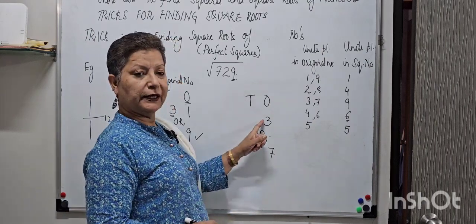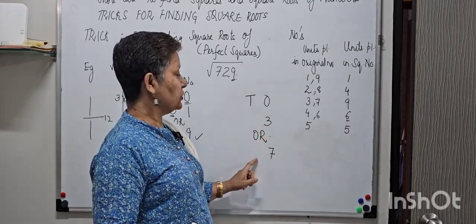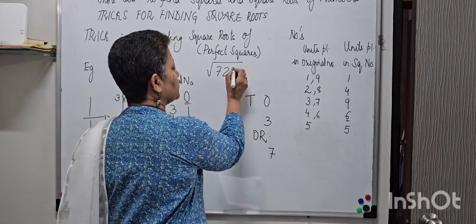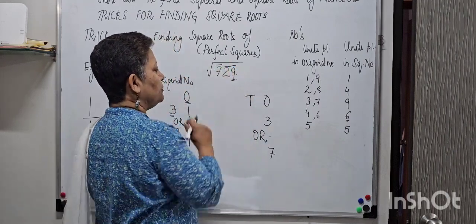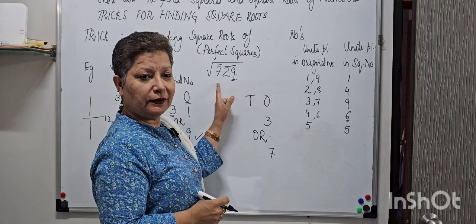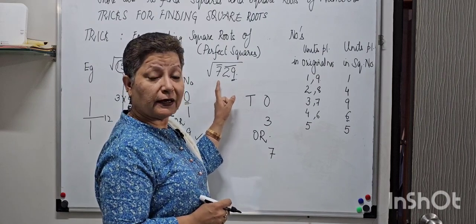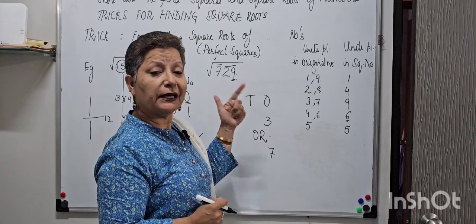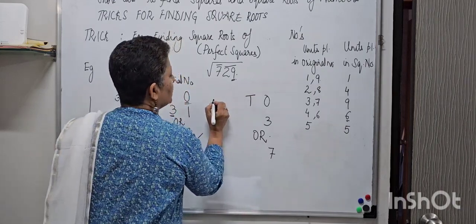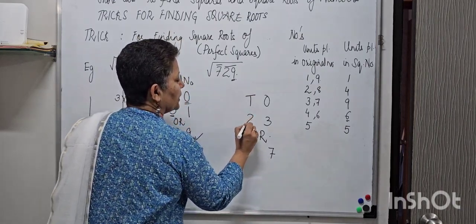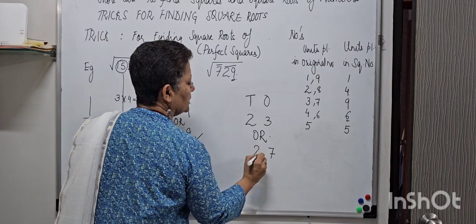we've been able to identify the units place digit. Now what about the tens place digit? So let's take pairs. Now 7. This number is 1 square 1, 2 square 4, 3 square 9. It is more than 2 square but less than 3 square. So it will either be 23 or 27.